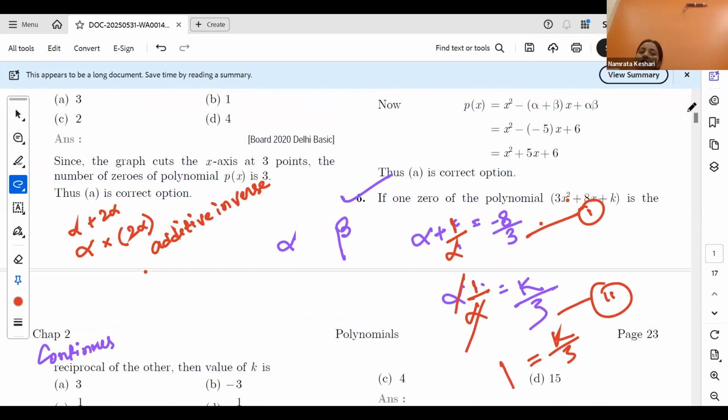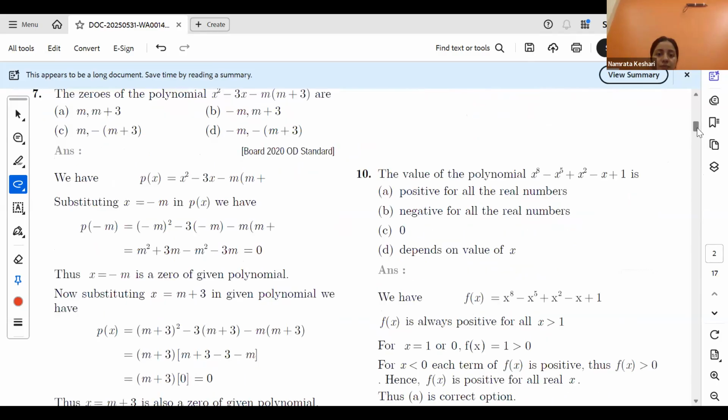That one zero is the additive inverse of the other zero, hence find k, hence find p. That time you will be taking one of the zeros as alpha and another as minus alpha. Then once you add them, it will be just zero, and maybe you will be able to find the values. Okay, let's move.